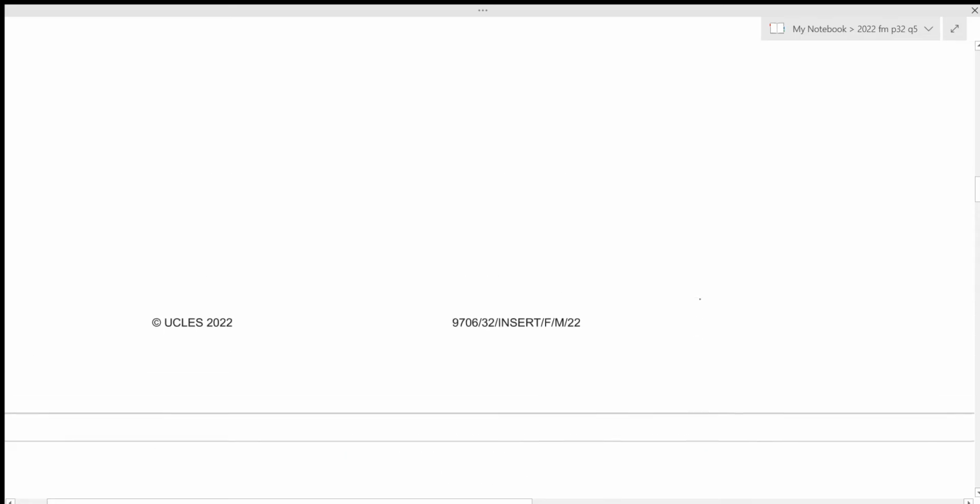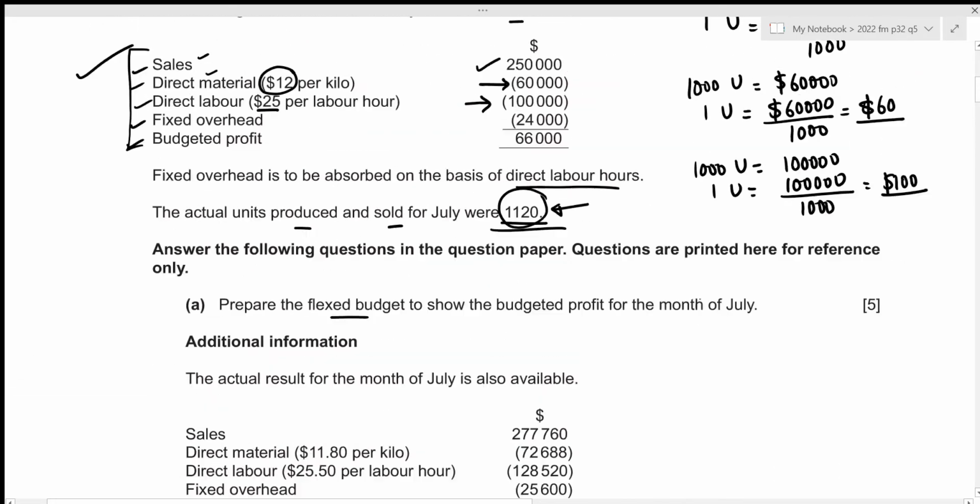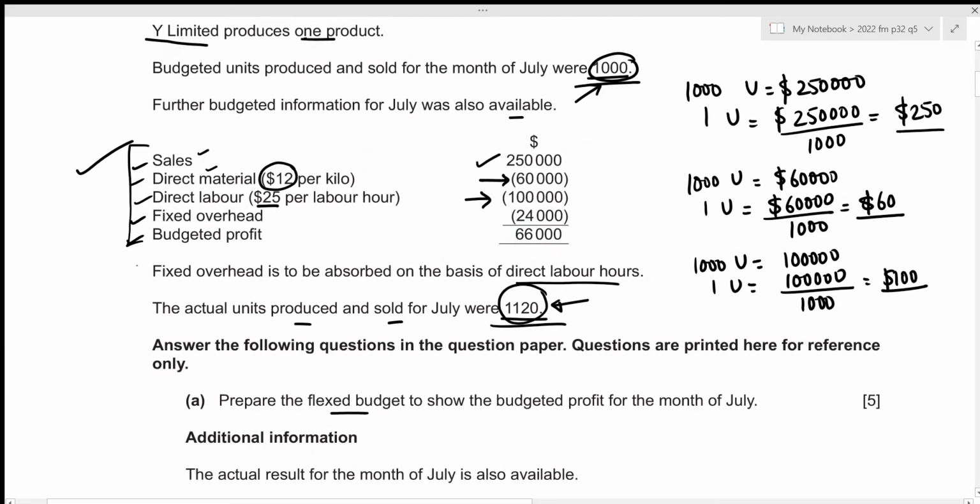Now the last one is fixed overhead. Let's have a look above. And we are given information regarding fixed overhead right here. We are told that the fixed overhead is to be absorbed on the basis of direct labor hours. So the first step would be to figure out the total direct labor hours required in order to produce these actual units of 1,120. So we have already figured out that the cost per unit of direct labor is 100, right?